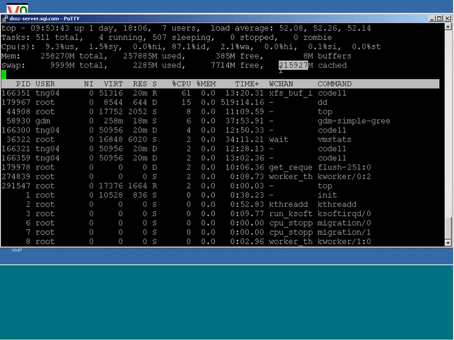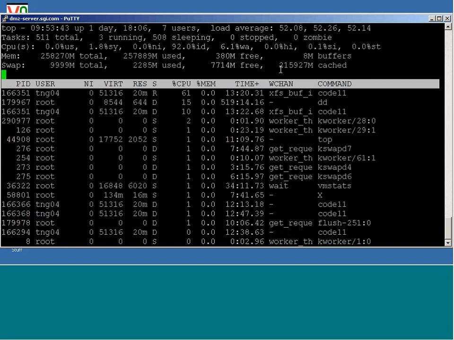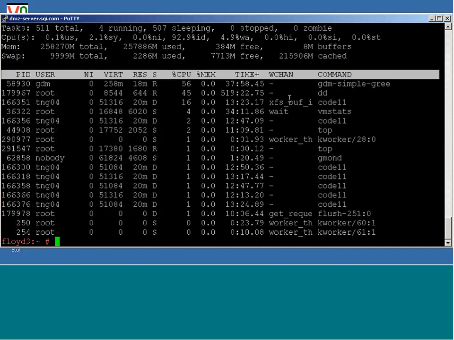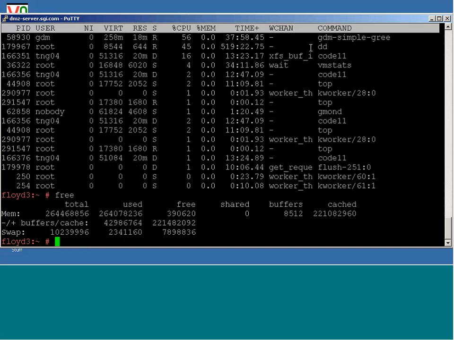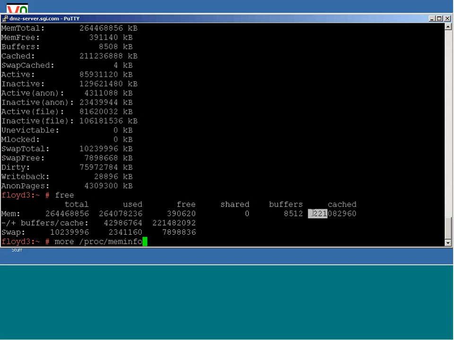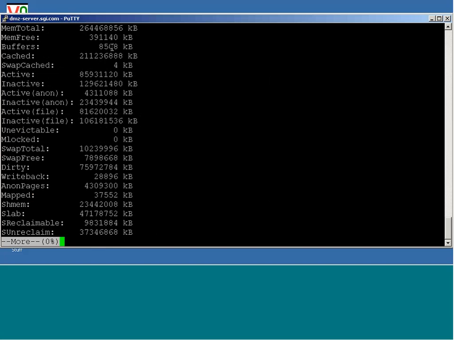Some is going to be dirty, write back, NFS unstable. Okay? Some of it is unreclaimable slab. So let me do a free command. So I've got 215 gig up there and 221 gig here. I don't like the way they do all this, but there's my 211, and then here's the other 10 gig. Okay?